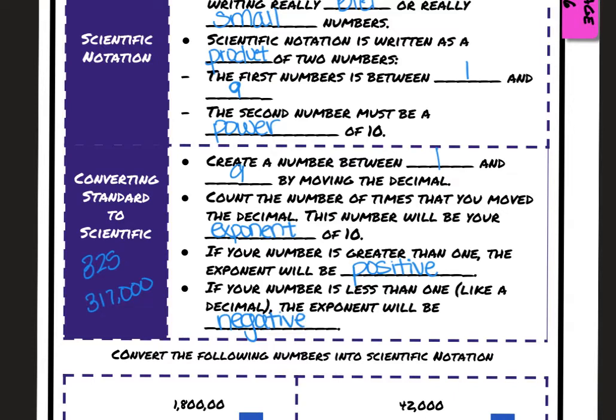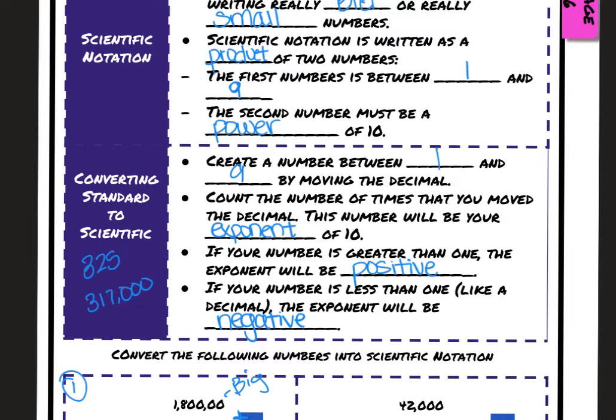Okay? So, let us practice. Let's look at example 1, okay? So if you notice, I already have the times 10 because it's always going to be times 10. Now I'm going to look at my number. This is a big number, so that means my exponent is going to be positive.